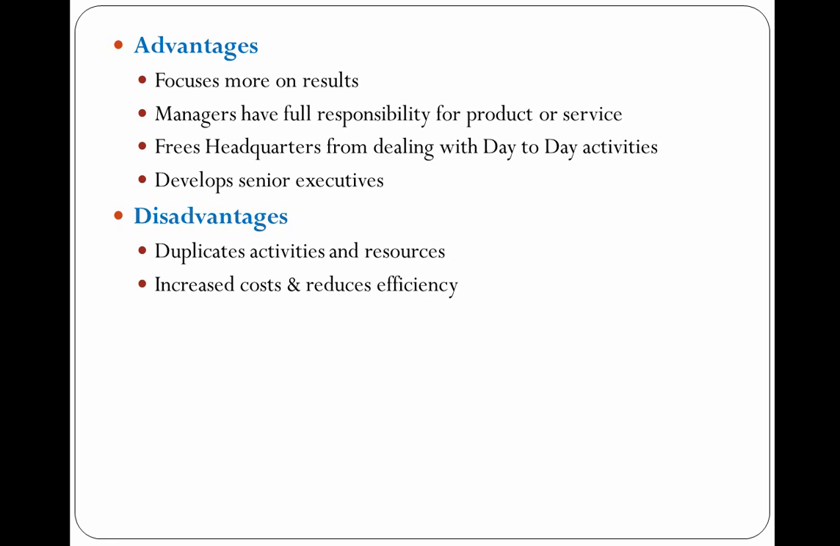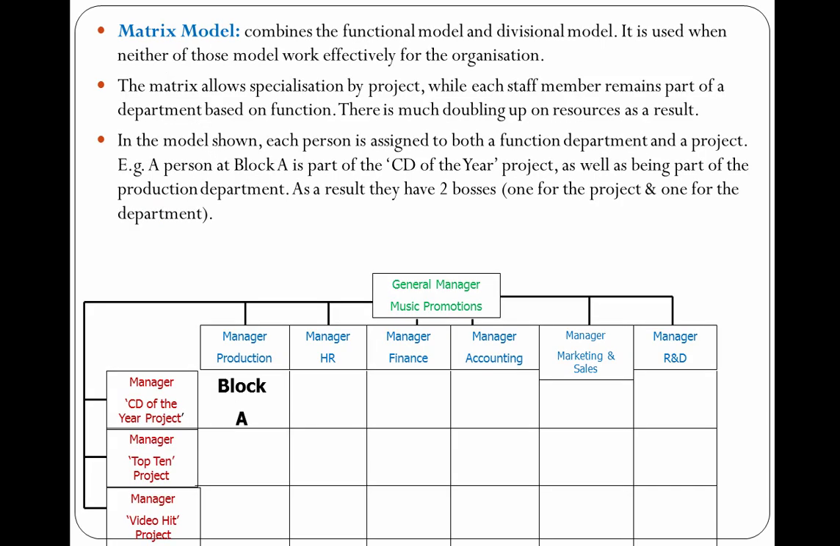Now, if those two aren't the preferred one for the organisation, we have what we call a matrix model, and it's a mixture between the functional and divisional. It's used when neither of those actually work, and it's done by project. So the specialisation is by project. There's two different managers. Here's a general manager for music promotions. Underneath them, they've got a production manager, HR manager, finance, accounting. So this is functional, exactly the same as a functional structure.